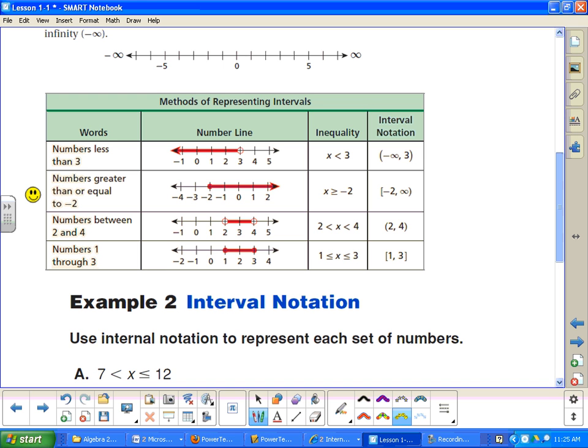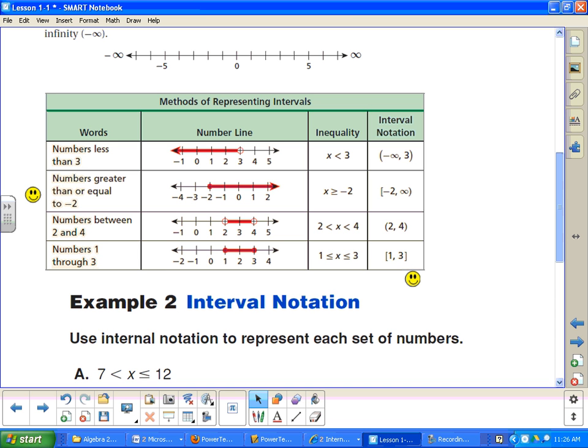Okay. Notice the third one says numbers between 2 and 4, and that you always list the smaller number first. Smaller number is first here, smaller number first here, down at 1 to 3, smaller number then the larger number. Always list them in that order. Some people tend to get that mixed up and put the larger number then the smaller number. Don't do that. It's always the smaller number, then the larger number, just like you would on a number line.